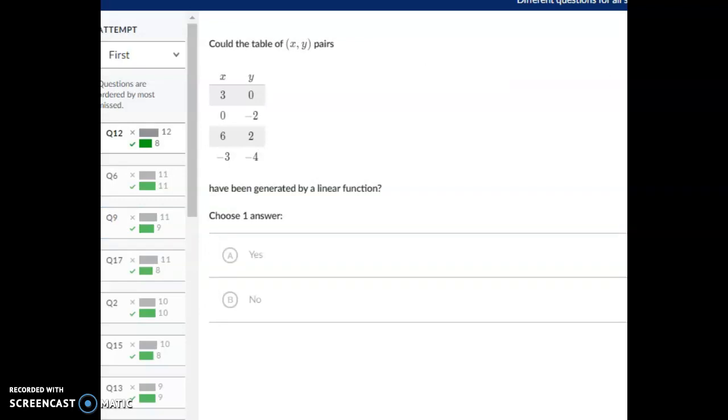Okay, and finally, we're looking at linear versus non-linear functions. So now we're being asked specifically if we are looking at linear functions. And by definition, a linear function would form a straight line on the coordinate plane, and have a constant slope. So when I look at a data table and I want to measure slope, I have to measure the change in y divided by the change in x.